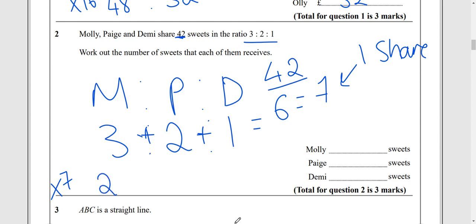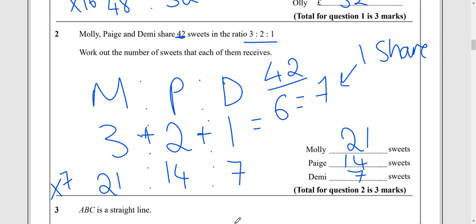3 times 7 is 21. 2 times 7 is 14. 1 times 7 is 7. Molly receives 21 sweets. Paige receives 14 sweets. Demi receives 7 sweets.